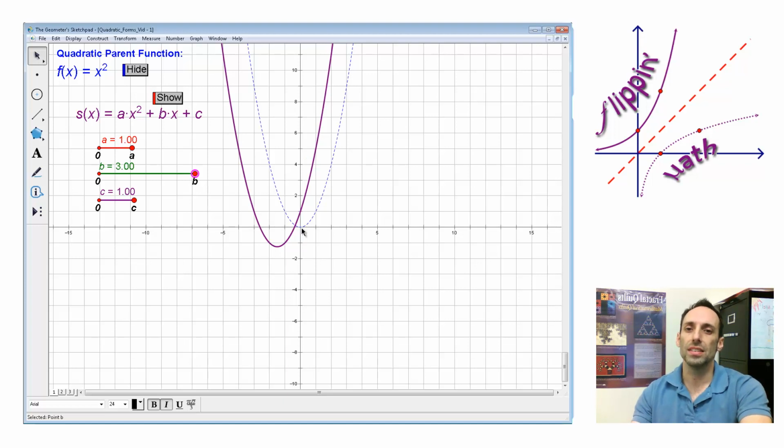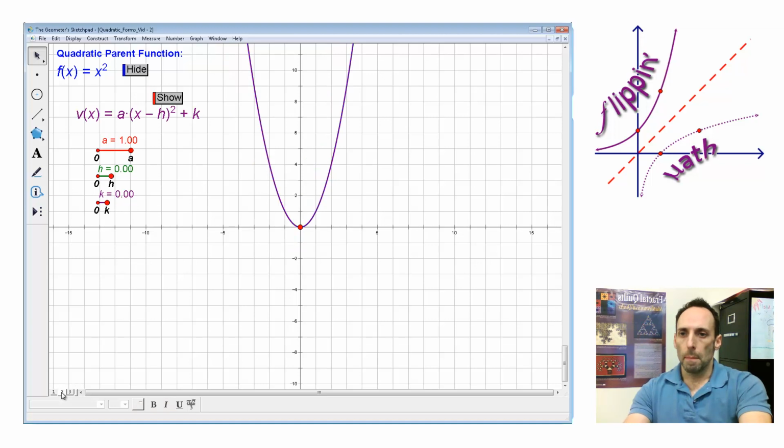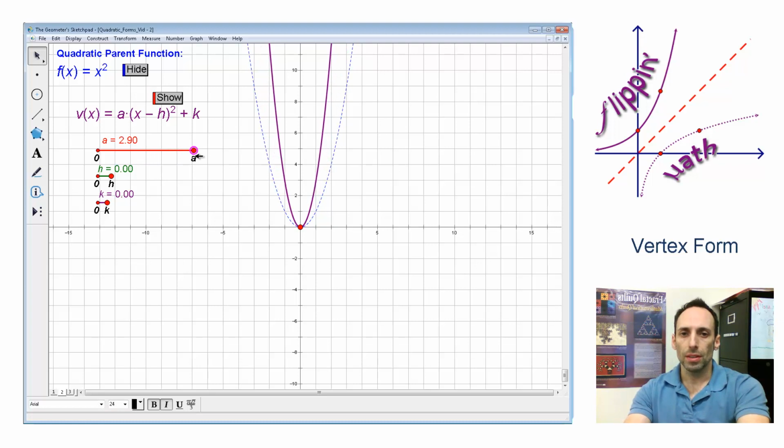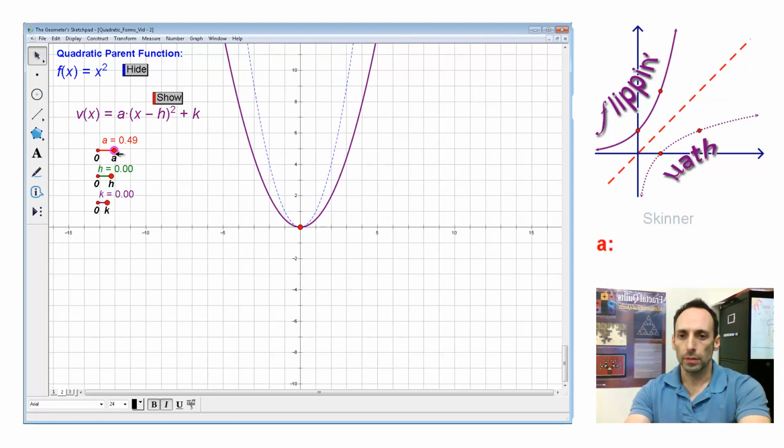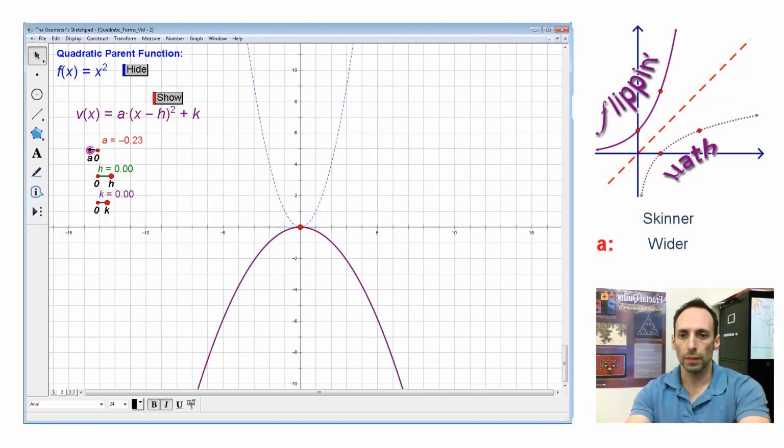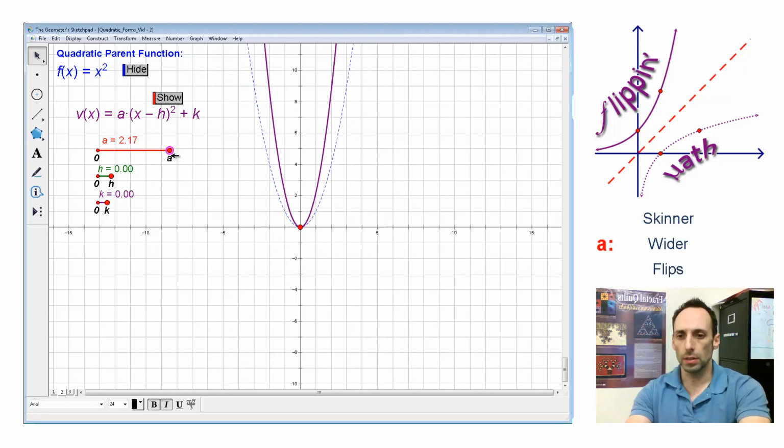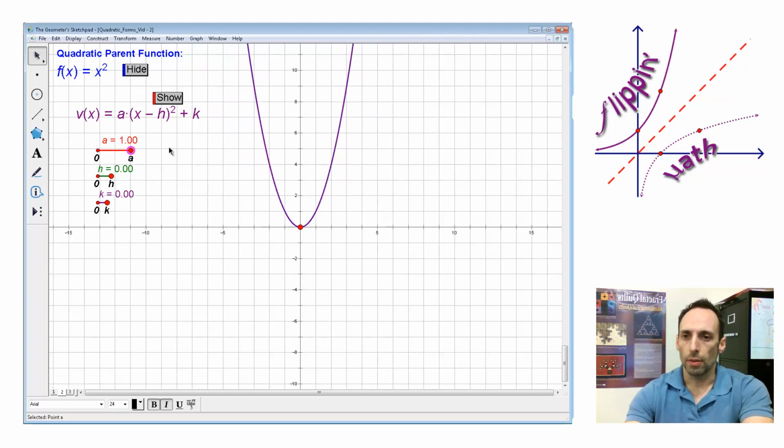Okay, so let's look at a different form of this quadratic function, mainly the vertex form, V of x. Vertex form looks like this, a times x minus h squared plus k. So the a value, let's just look. Does the a value do the same thing that it did before? Fat, skinny, skinny, fat, flip it over. Certainly it does.